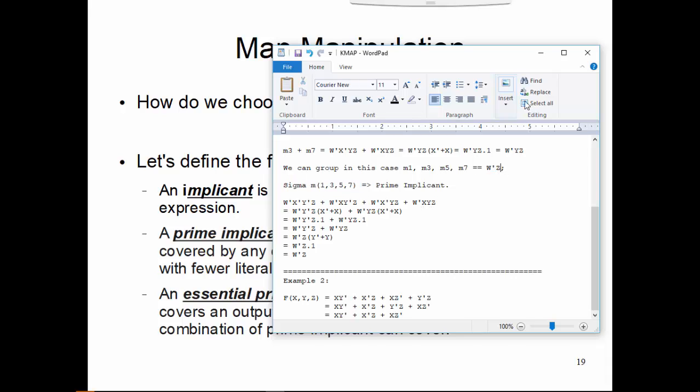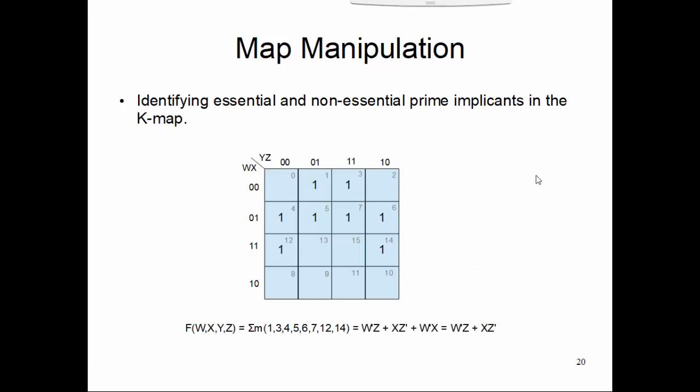So with that, let's take another example. We claim that I have this F of W, X, Y, Z that will ultimately become your W bar Z, X Z bar and something else. So let's see it. We have the 1 3 5 7 group in this case, and we have this 4, 6, 12, 14. They are also a group. How about this group, the red one, 4, 5, 7, 6?